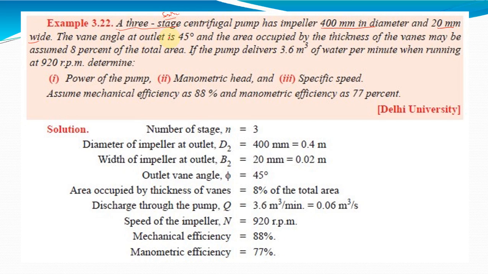The vane angle at the outlet is 45 degrees, that is phi. The vane angle at outlet means the angle the relative velocity makes with the tangent of the runner, that is phi, 45 degrees. And the area occupied by the thickness of the vanes may be assumed to be 8% of the total area.